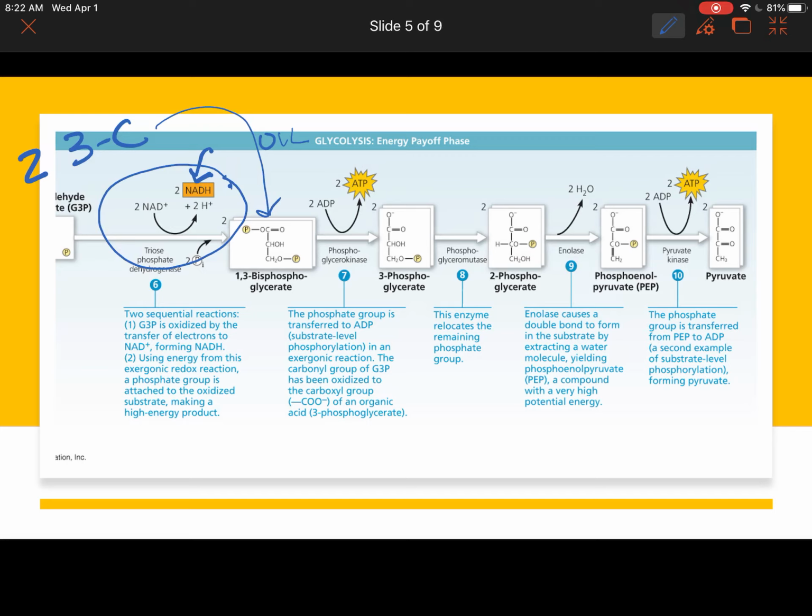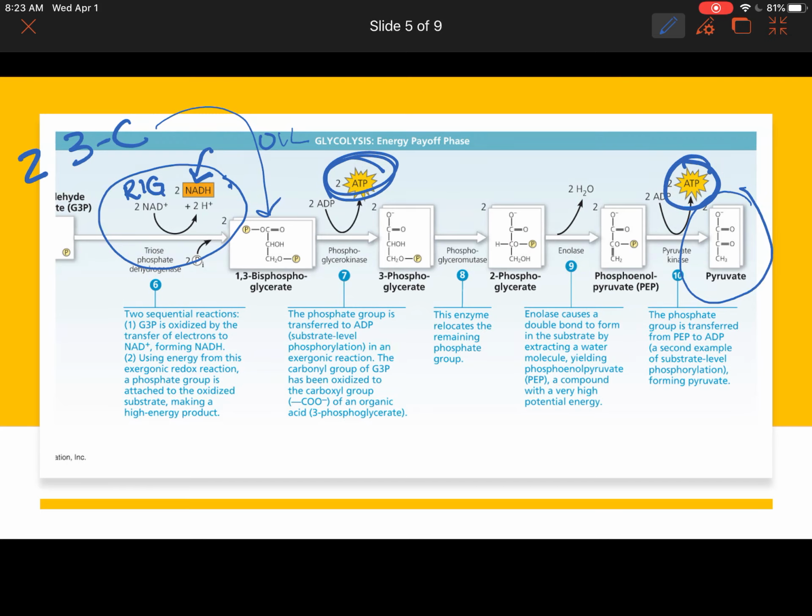I'm just going to write oil here for shorthand. And our NAD plus is reduced to NADH. In reaction 7, we actually get ATP. And then we've got some more interesting biochemistry going on. And then in reaction 10, we actually get some more ATP. And then our final product of glycolysis is pyruvate.